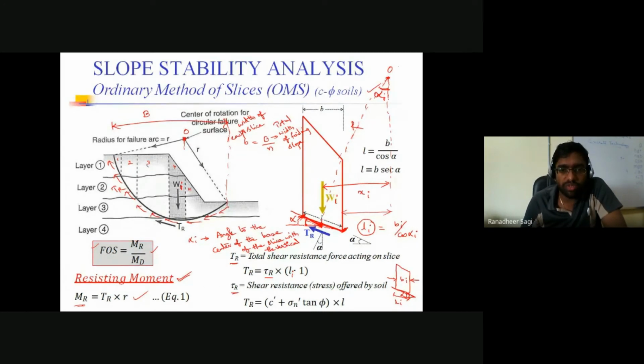Now, how do I know how much my shear resistance was in terms of the stress offered by the soil, which is otherwise also called the shear strength of the soil? So how do we write this down? Shear strength is nothing but c plus sigma tan phi, in terms of effective stresses, because if the slope is in a submerged state, then we have to calculate the stresses in terms of effective stresses. Or if the slope is in a dry state, then I can simply represent the c and phi parameters, or sigma n, in terms of total strength parameters. So this is your expression for tau r.